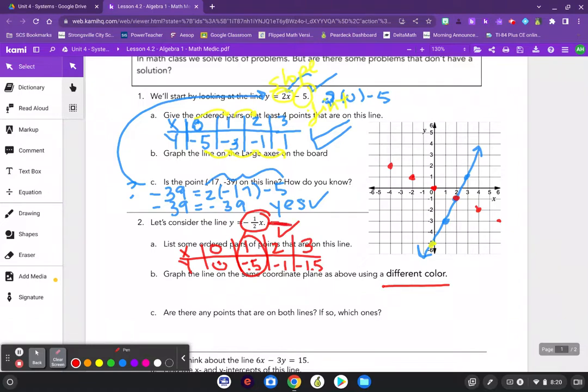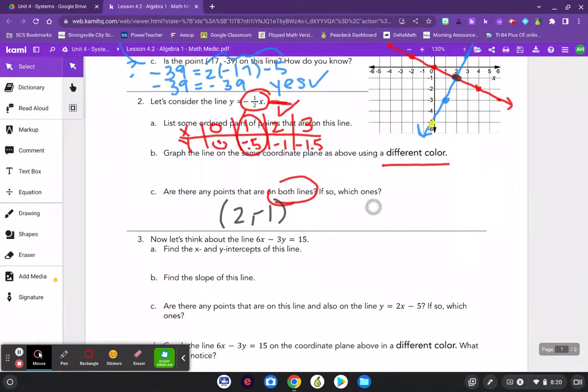There's no constant, which matches my y-intercept of 0. So this is great. And it says, are there any points that are on both lines? Yes. I have this point of intersection that we talked about in the last unit. If so, which ones? Well, there's only one, and it's at the point 2, -1. So that would be a solution. That would be a point that is true for both lines. It's that point of intersection. All right, let's see what we have in store here.